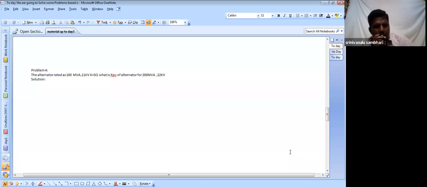In problem 4, now what is the alternator rated as? 100 MVA, 11 kV. Sir, why are you always taking 100 MVA, 11 kV? For my convenience in calculation I have chosen it. We can choose any. Okay.